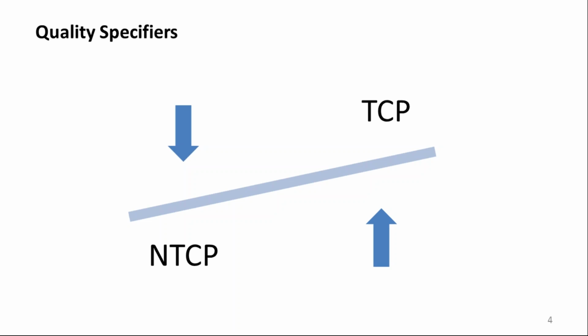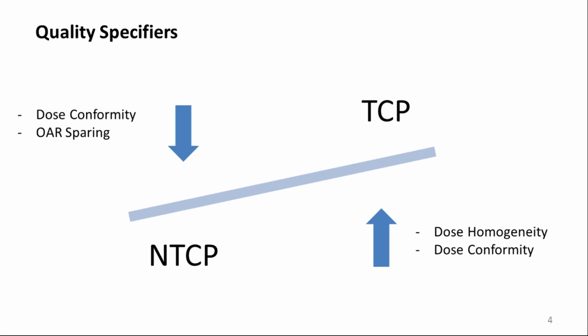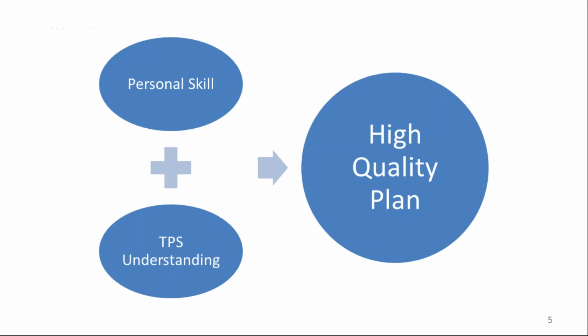We can make sure that tumor control probability is the highest through achieving dose homogeneity as well as dose conformity. When it comes to the normal tissue complication probability, we can make it the least by simply increasing the dose conformity for the target, and this way we will reduce the volume of normal tissue dose or dose spill, as well as sparing the organs at risk close to the target.